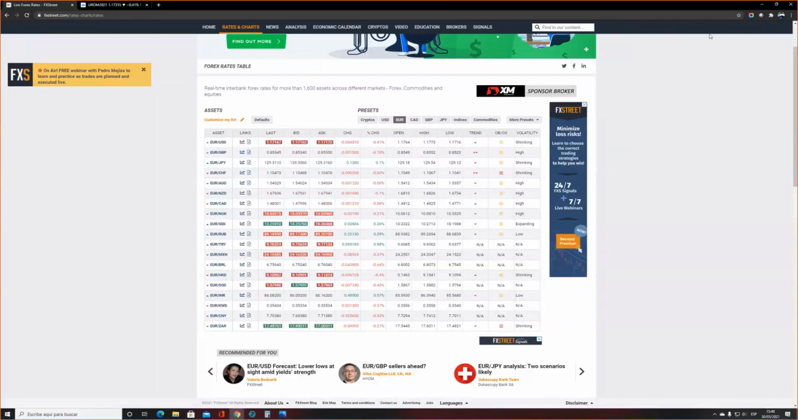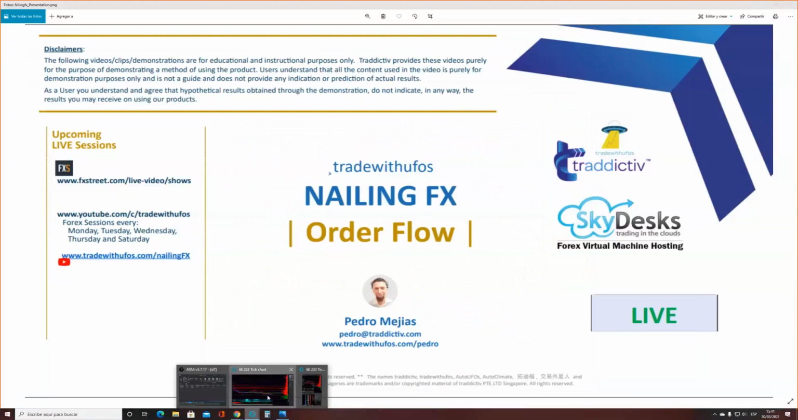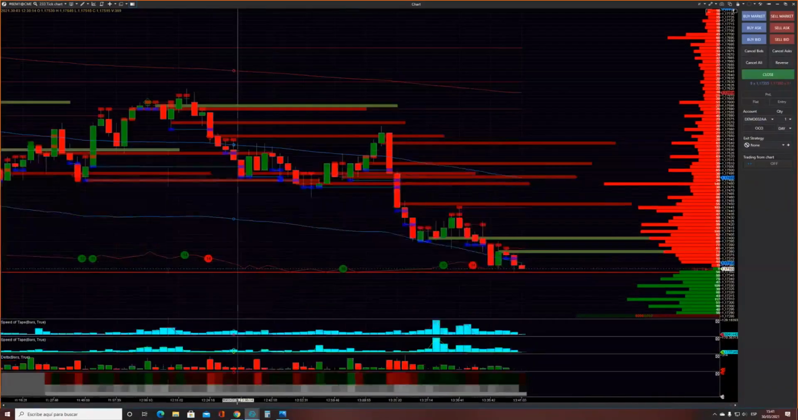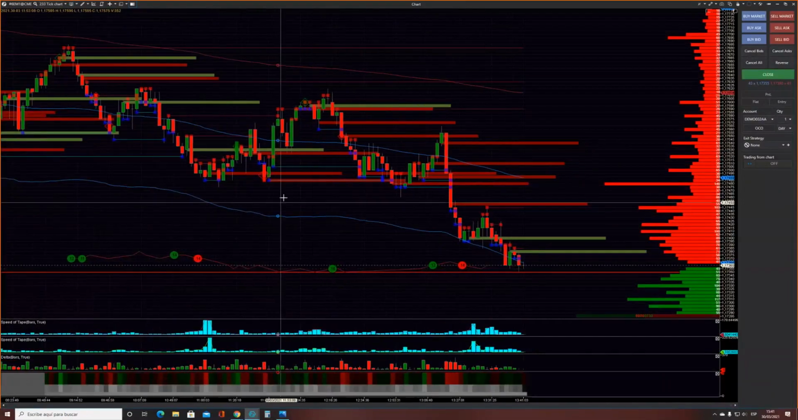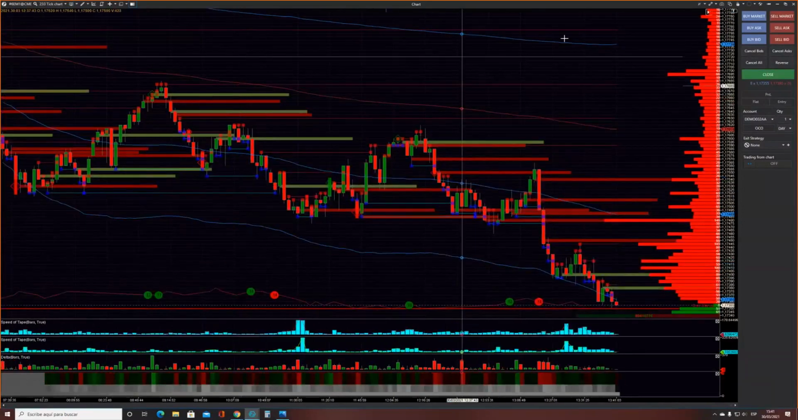All right, now let's go to the chart and see what we can find today. Let's switch to candles so you can see, just like we saw on TradingView, what I'm now looking at in my trading platform.